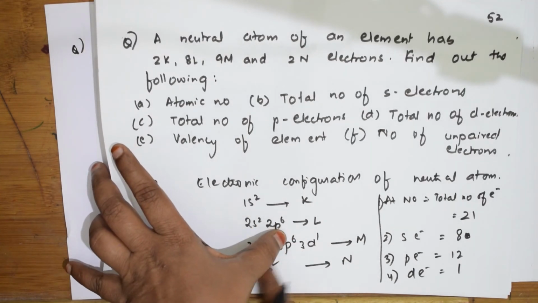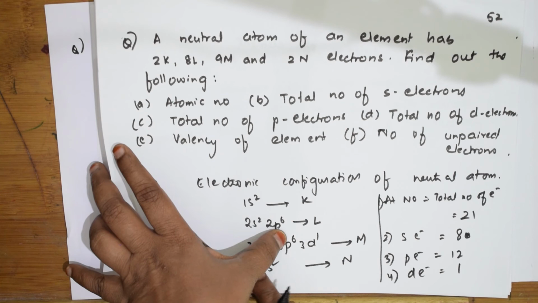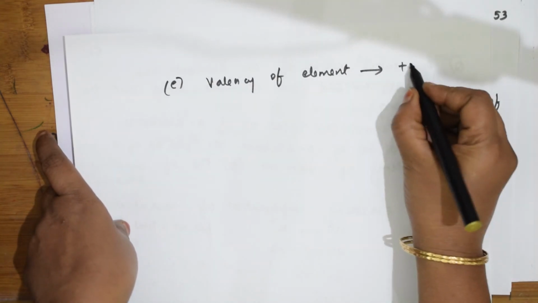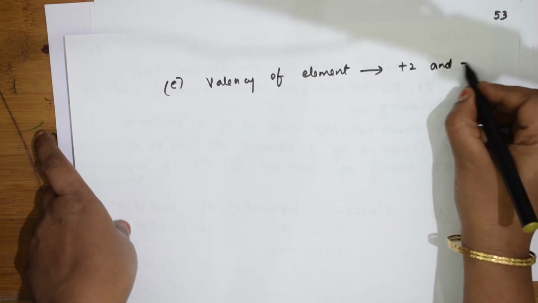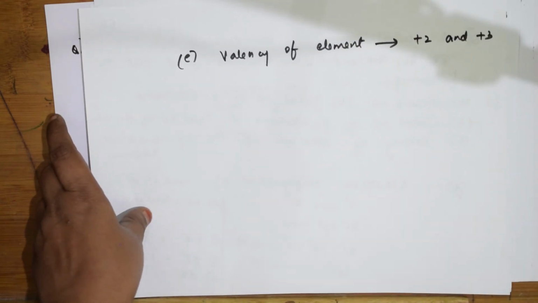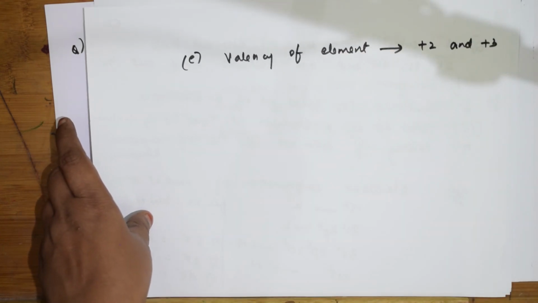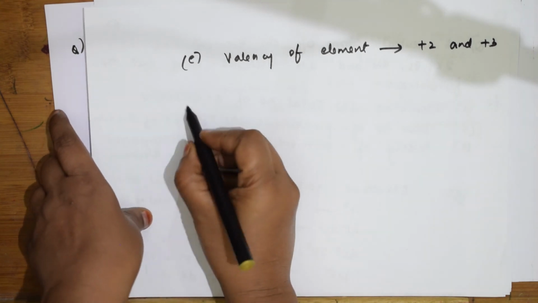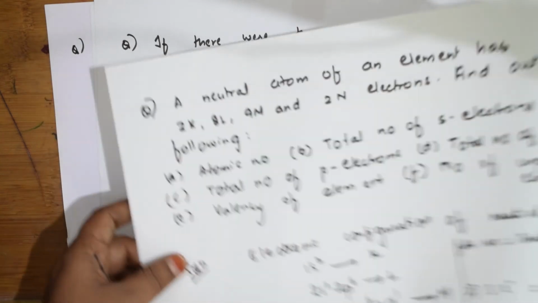6 plus 2, so 2 electrons, that is plus 2 valency. It can also show plus 3 valency. So it can show plus 2 valency, and it can also show plus 3 valency, electrovalency. Now, because of the outermost shell and the penultimate D shell, last one, I have to calculate the total number of unpaired electrons.